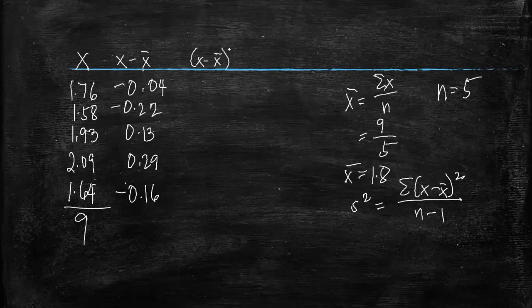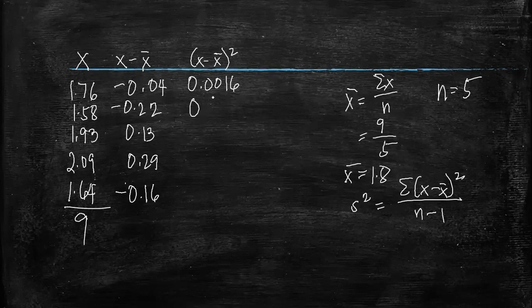So x minus x bar squared, that would be 0.0016. Class, pag nag-scientific notation dyan sa calculator, di ba tinuruan ko kayo nung first semester doon sa logarithm na part, alalahanin nyo yon. Kasi ang nakalagay dyan sa ibang calculator, 1.6 times 10 raised to negative 3. So convert nyo siya into decimal, kasi pag in-add nyo yun, baka malito tayo.